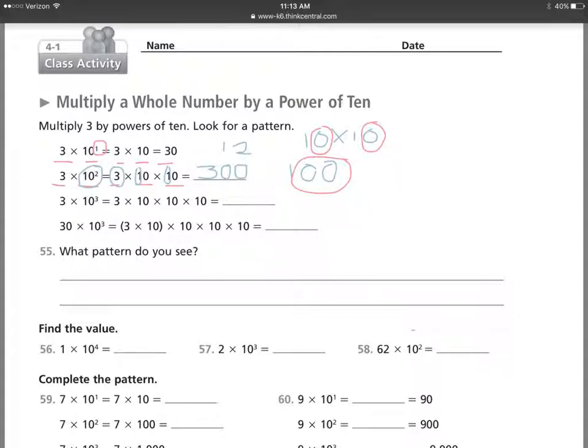Go ahead and solve the next 2 in this problem. And 55, if you saw any patterns that were evident to you, go ahead and write them in. And then 56 through 64 is much of the same. You're going to be solving the same kinds of problems. And here it just says find the value. And here it says complete the pattern. Essentially you'll be finding the answers, and then you will see the patterns develop as you find the answers. Go ahead and complete all of page 120.